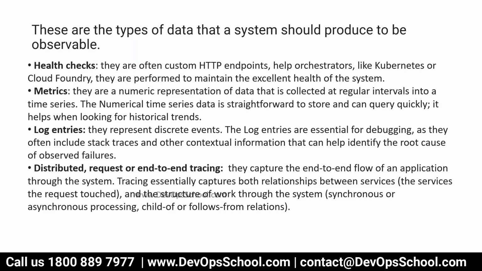So these are the types of data that systems should produce to be observable. If you want to set up observability, remember the MELT: M for metrics, E for events, L for logs, T for traces. Your system should generate MELT information. That means the system should generate health check metrics, event records, log entries, and distributed request or end-to-end tracing. Those four types of information should be produced to make the system observable.